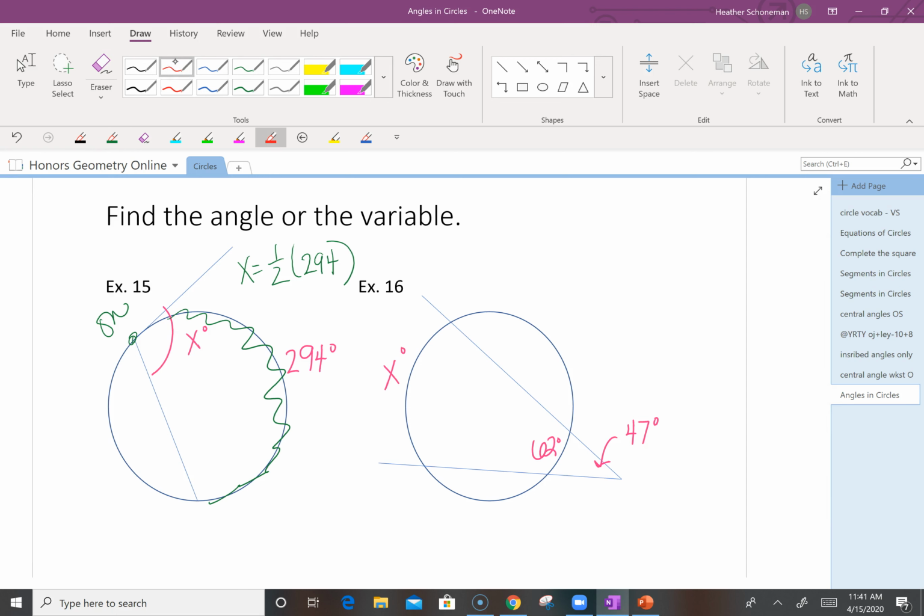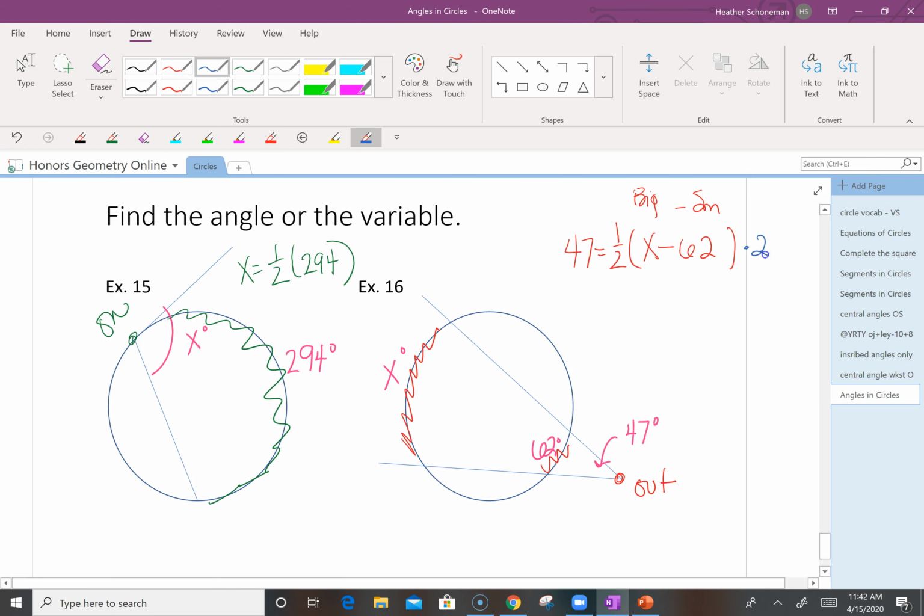Number 16, the vertex is right here outside the circle. So when it's outside the circle, the angle, which is 47, equals 1/2. And now I'm going to have 2 arcs. And when it's outside, we have to subtract. We have to do big minus small. So the big is x and the small is 62.